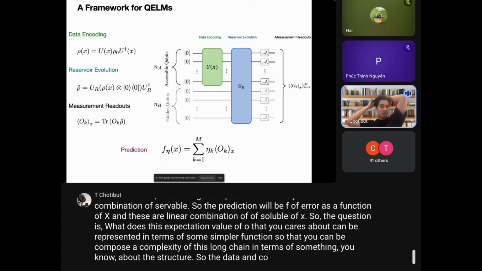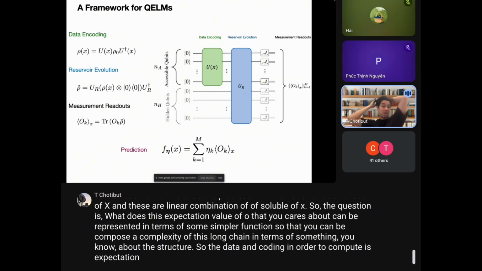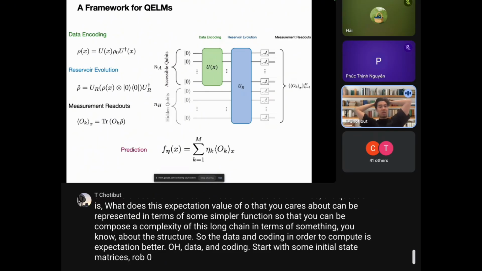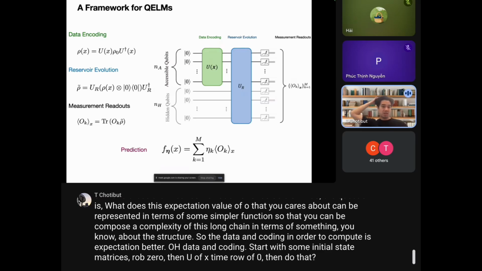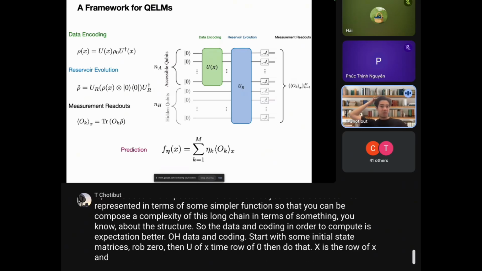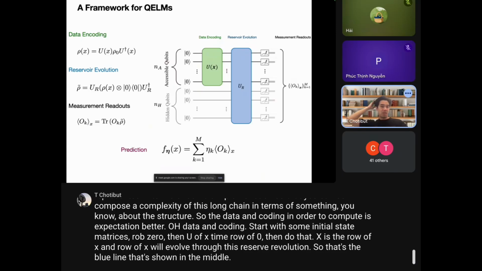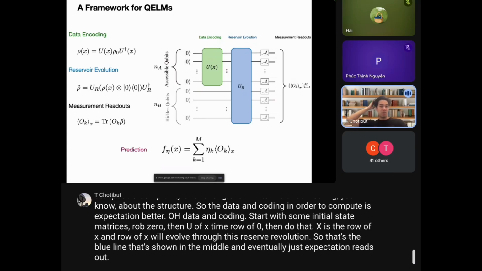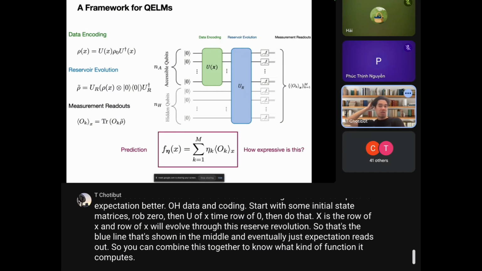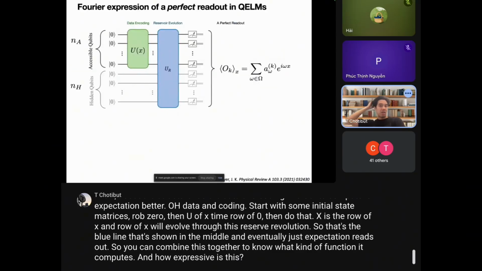So the data encoding, in order to compute this expectation value of O, starts with some initial density matrix, rho of 0, then U of x times rho of 0 times U dagger of x is the rho of x, and rho of x will evolve through this reservoir evolution. So that's the blue line shown in the middle. And eventually, this expectation reads out. So you can combine these together to know what kind of function it computes and how expressive it is.